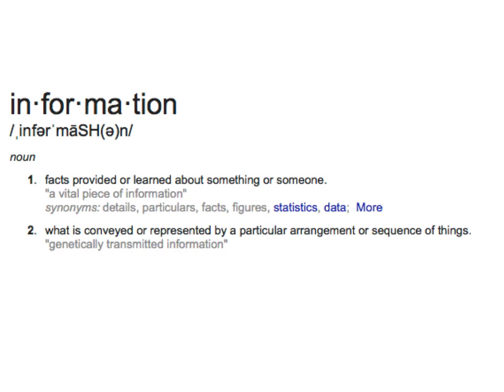So it starts innocuously enough. It says, facts provided or learned about something or someone. Facts, okay, I can get that. We're learning something. It has relevance in the real world. It has some kind of connection to it. A vital piece of information. Okay, fine, I can use it in a sentence. Great. And then we get to synonyms. And again, we start, okay, details, particulars, facts, figures. Okay, maybe they're losing a little bit of context there. And then we get to statistics and data, and that's where I think this really comes off the rails.